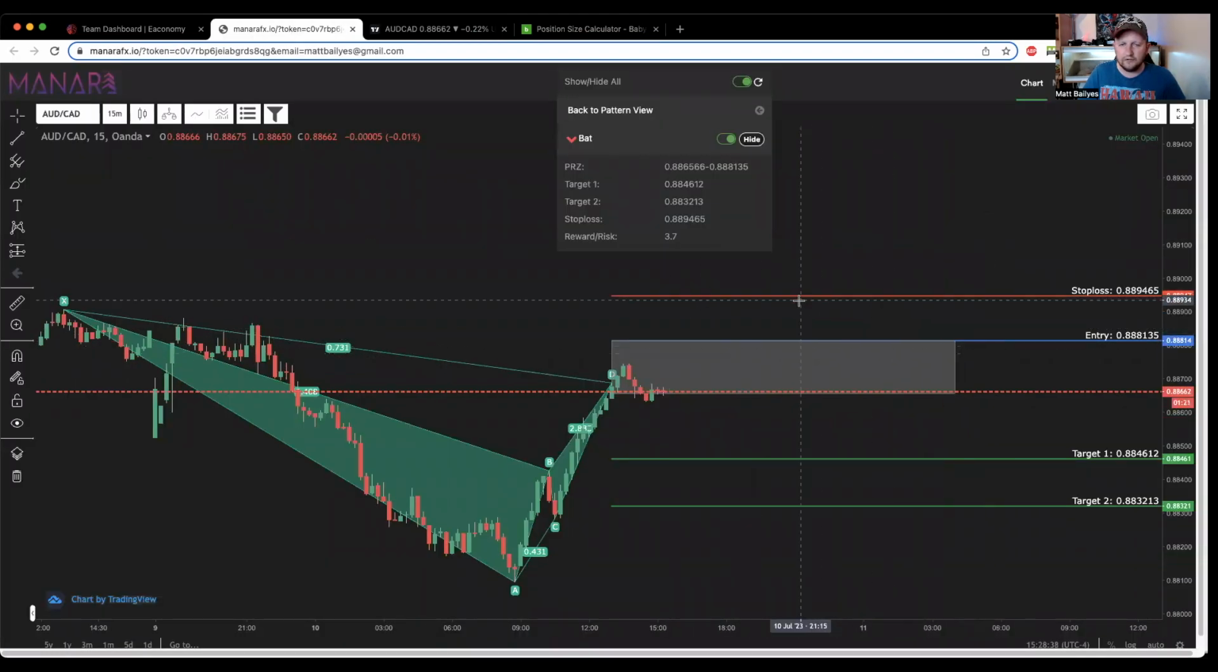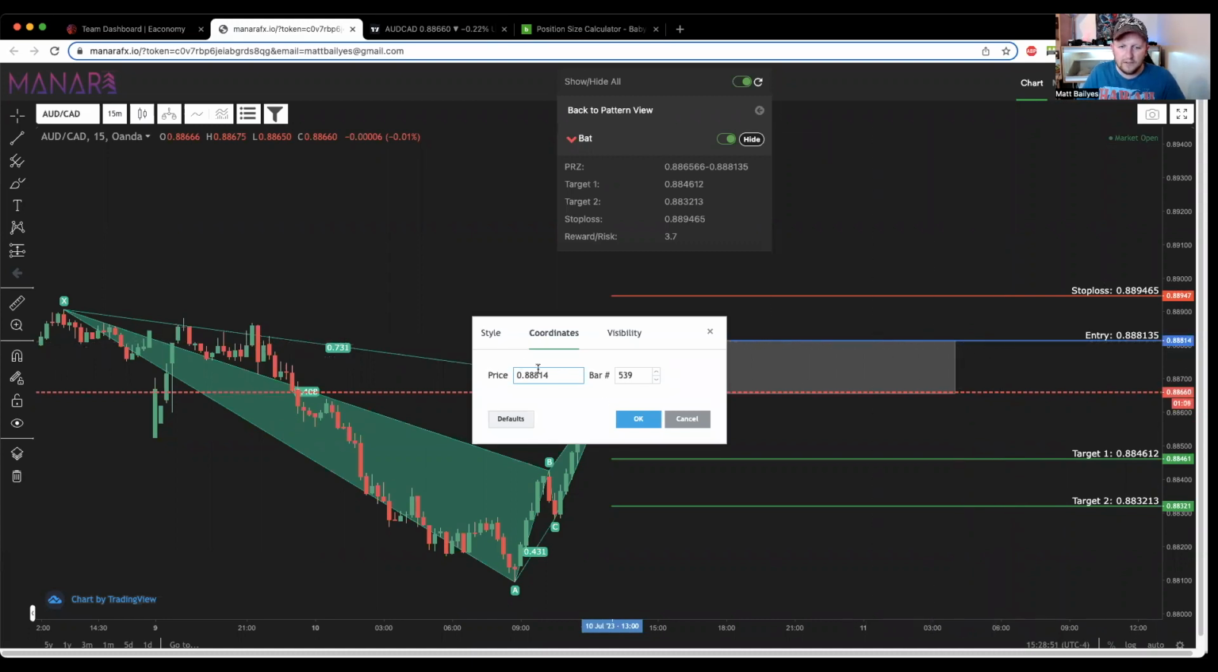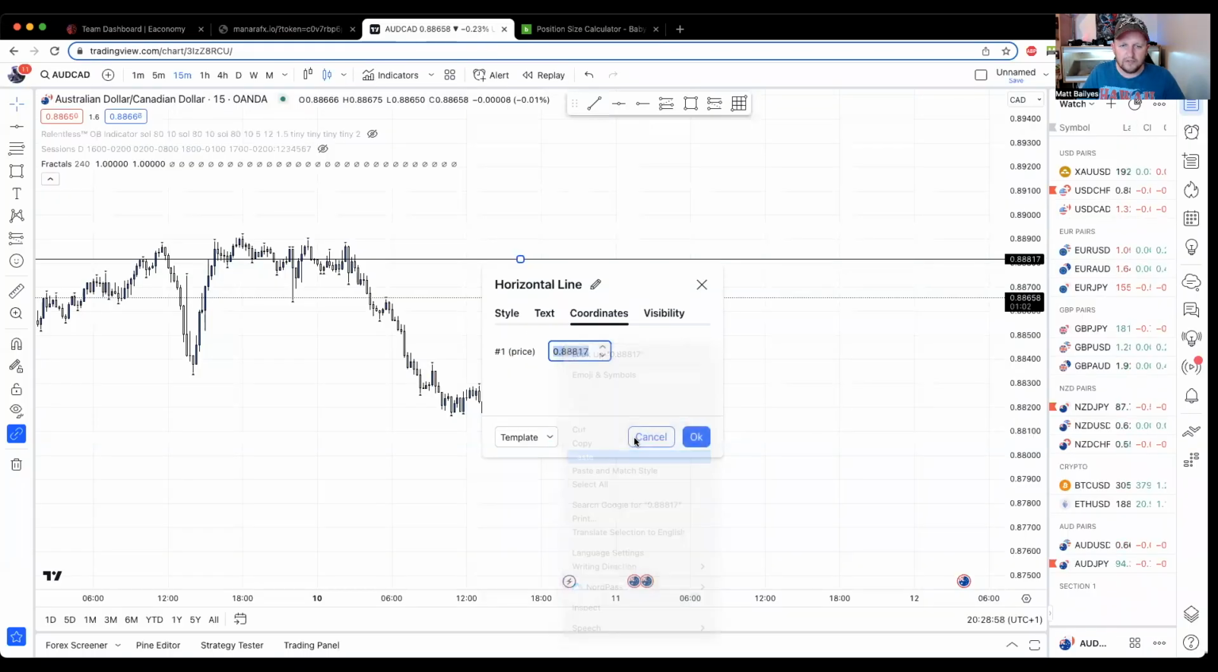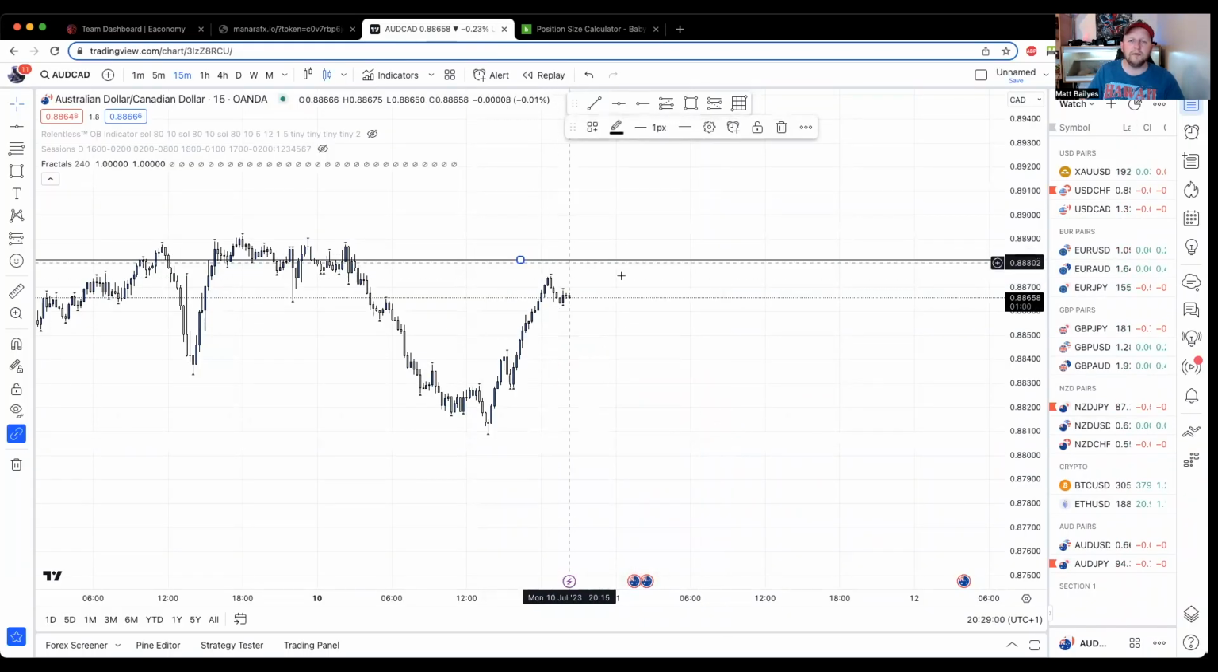I come into Manara, and you're looking for the entry zone, which is these numbers down here. So it goes 88814, but what you can do is double tap on the blue line, and then you've got your entry price right there. So I copy that, bring it over into TradingView. That's okay, and that's giving me my level right there.